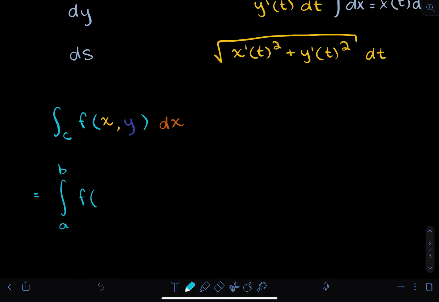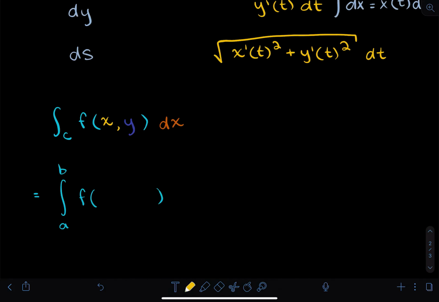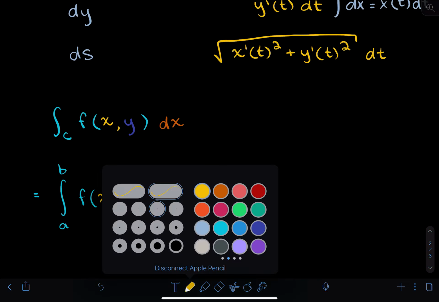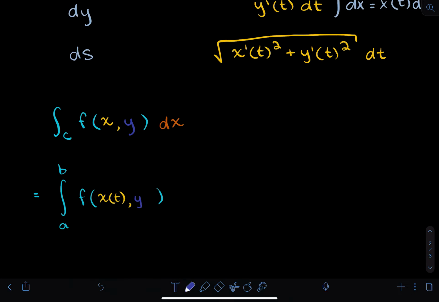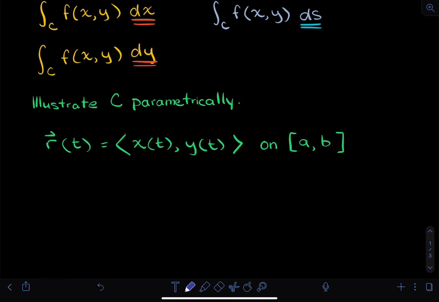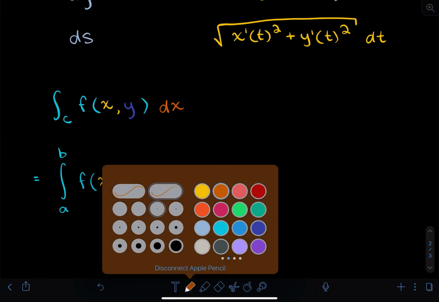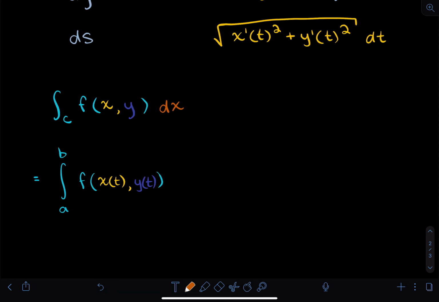So again, we're still going to have the same function f, but the difference here is that instead of just x, the normal x, we want to replace it with x of t. And instead of just the normal y, we want to replace it with y of t, which again, as a reminder, is coming from how we are describing c parametrically. So going back here, the last part we need to talk about is the dx. Again, like I mentioned earlier, if we just left it dx, it wouldn't really make a lot of sense. We want to integrate with respect to t. So to do that, we can just write here x prime of t dt.